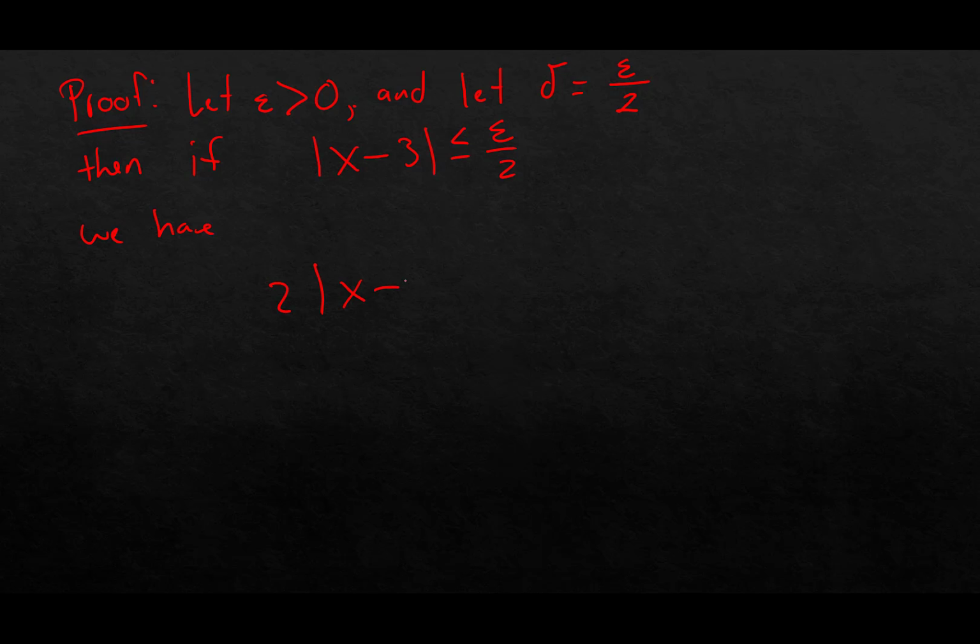All right, so we're going to begin with let epsilon be greater than 0. Okay. And let's let delta be what we found earlier, epsilon over 2. Okay. Then, and now again we're going to sort of retrace our work, then if the absolute value of x minus 3 is less than epsilon over 2, we have 2 times the absolute value of x minus 3 is less, and I did not mean to put a less than or equal to there. Get out of here.